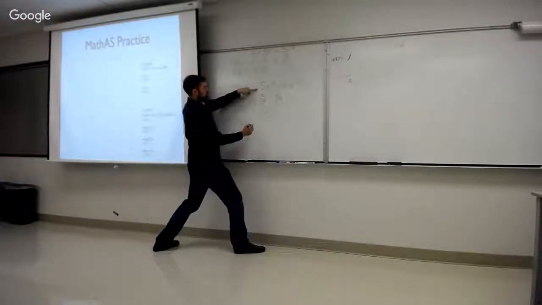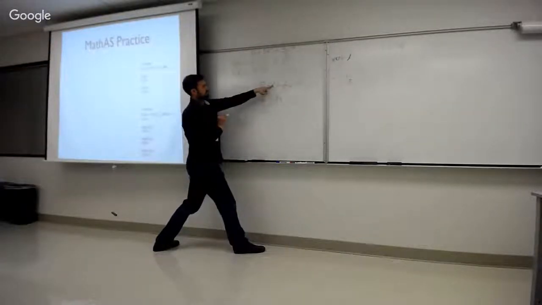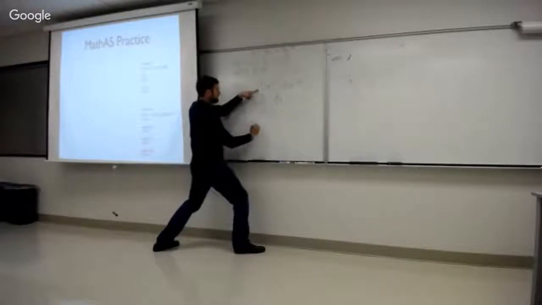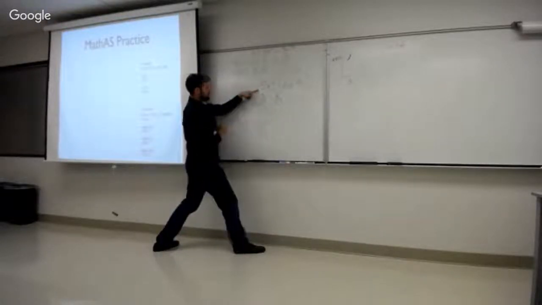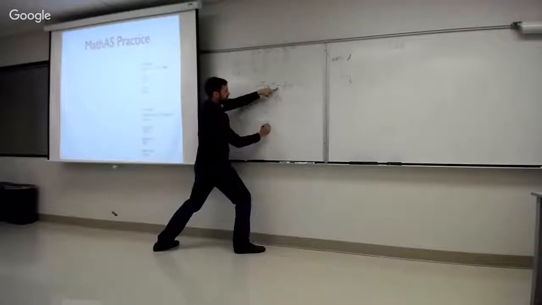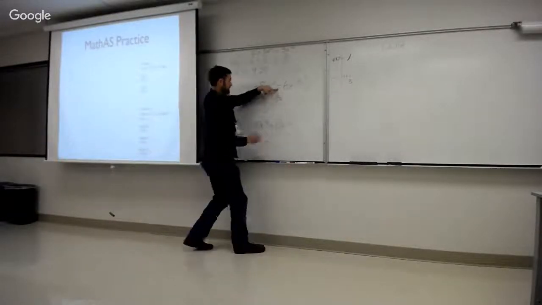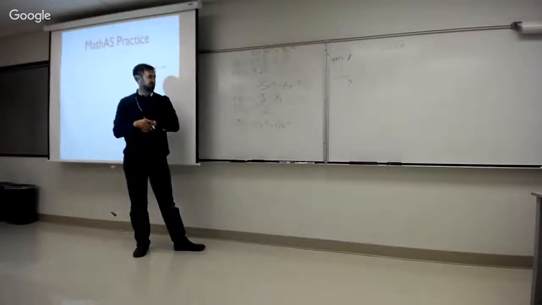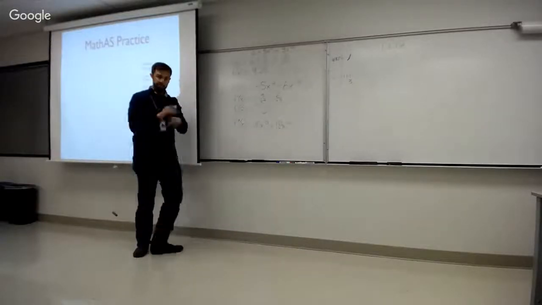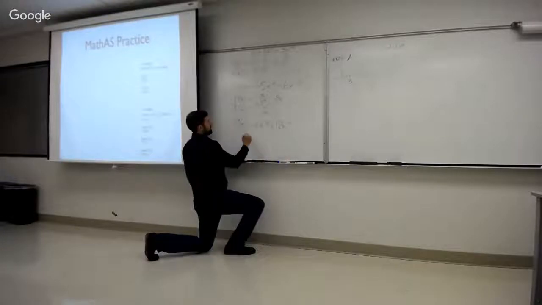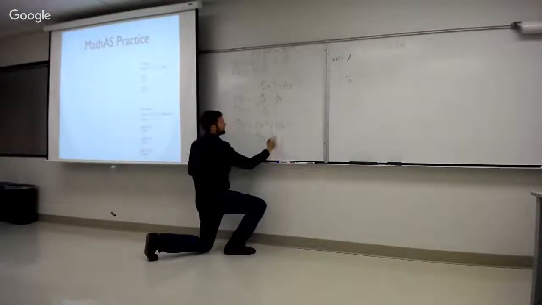Negative 10x to the negative 1. Yep. And then plus 18x to the negative 4. Yep, very good. So now that's our second derivative. Which I will go ahead and write in final form. That's 10 over x cubed plus 18 over x to the 4th.